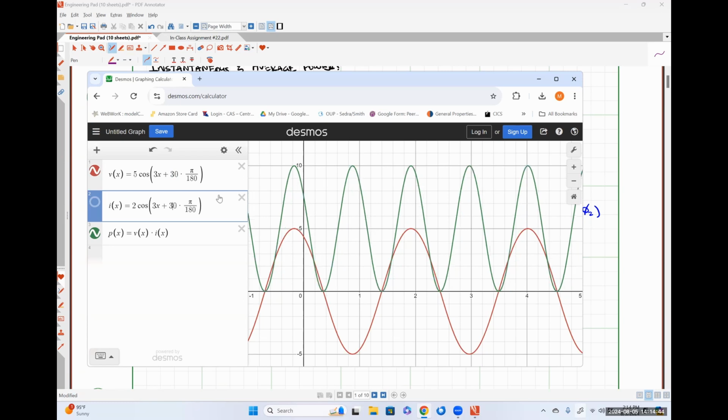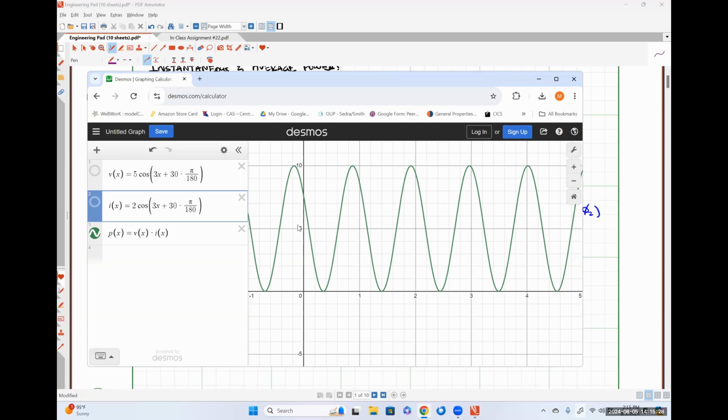So I'm going to see what happens if I make both of these have a phase angle of 30 degrees. If I turn off my voltage waveform, now I just see my power. So notice that it no longer dips below the horizontal axis. So everything is constrained to be above the horizontal axis. In this case, it looks like it's centered at 5 and is oscillating between 10 and 0. So we would say that the average power absorbed by a resistor whose voltage is 5 cosine 3t plus 30 degrees and whose current is 2 cosine 3t plus 30 degrees is 5 watts. All right.